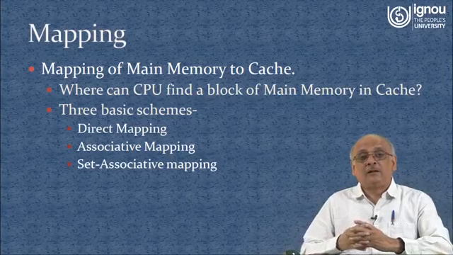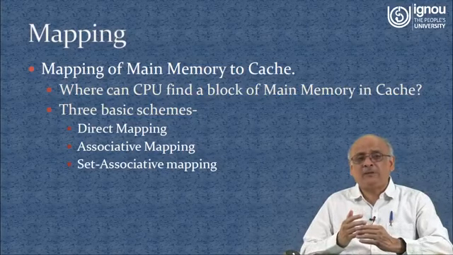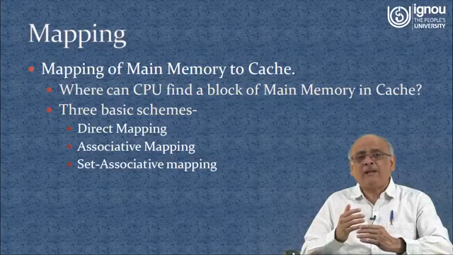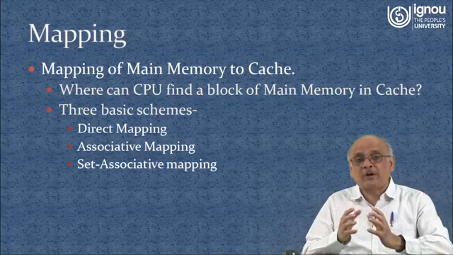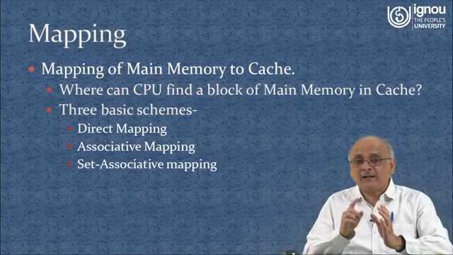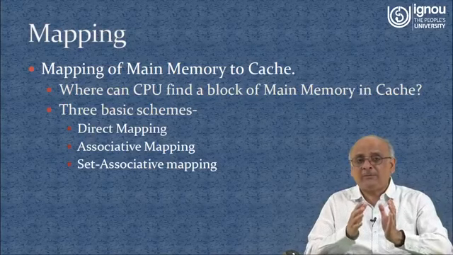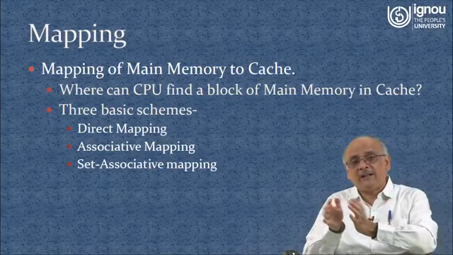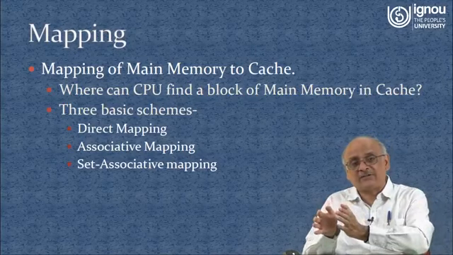The first thing we really need to understand about the mapping scheme is that mapping is basically how main memory information, main memory blocks, main memory words are handled. Main memory is referred to in terms of addresses. There is an address for the main memory. So how will a main memory address have an equivalent cache address?